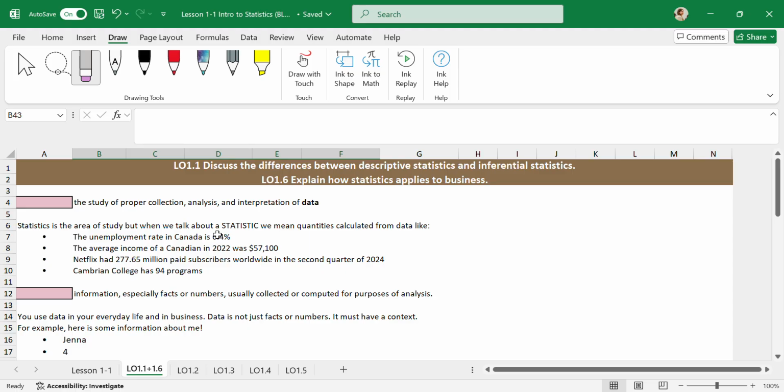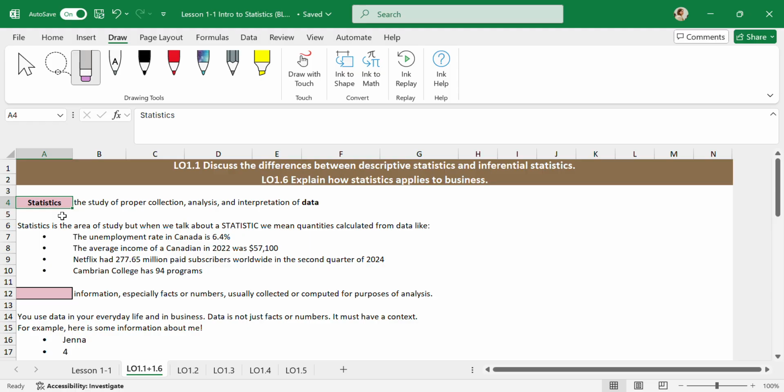Many of you might have taken a statistics course in the past, but whether you've taken statistics before or this is your first statistics course ever, we usually always start by defining what statistics is. In this course, every time you see a box with that kind of pinkish burgundy fill, that means we're going to be filling in a definition. So the first definition for our course is that statistics is the study of proper collection, analysis, and interpretation of data.